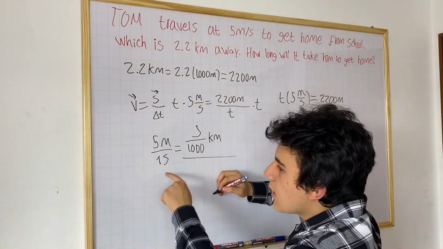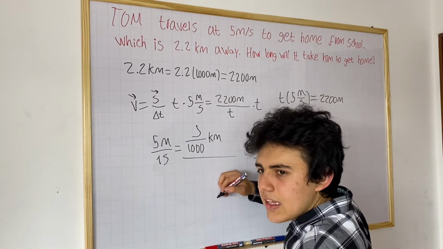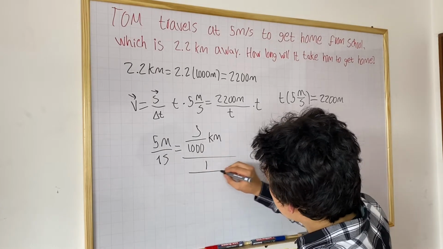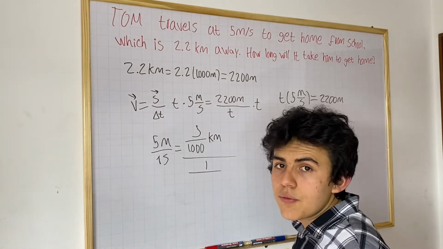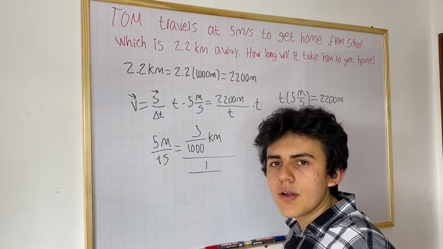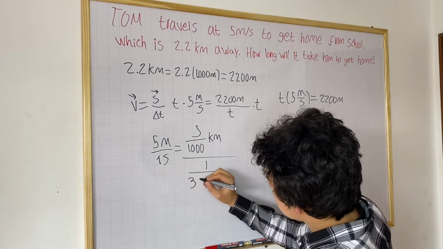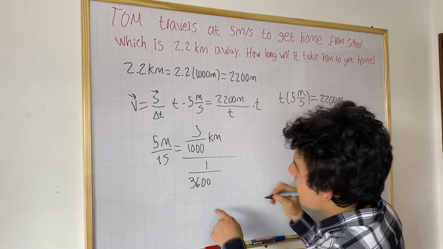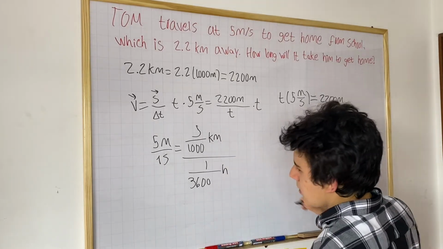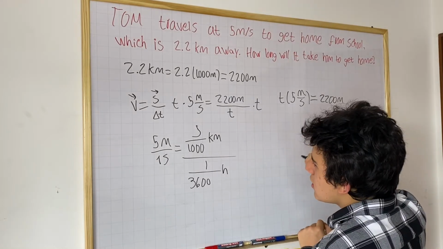So if we have 1 second inside an hour, which is the unit we're trying to get to, well, this is 1 divided by, and now how many seconds do we have? Well, we know it is 60 minutes, and 60 minutes is equal to 1 hour, and each minute has 60 seconds, so 3,600 seconds. And now this is not going to be seconds, but rather hours. Okay, this is what 1 second is, and this is what 5 meters is.